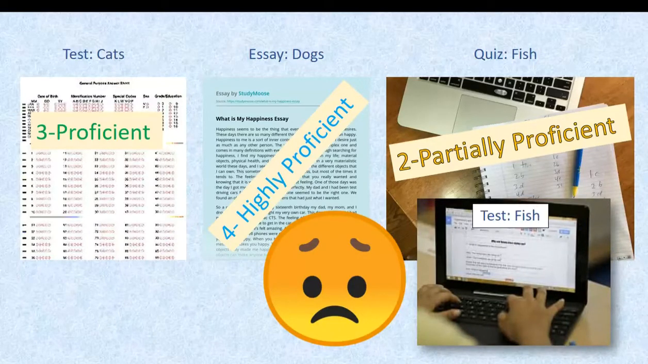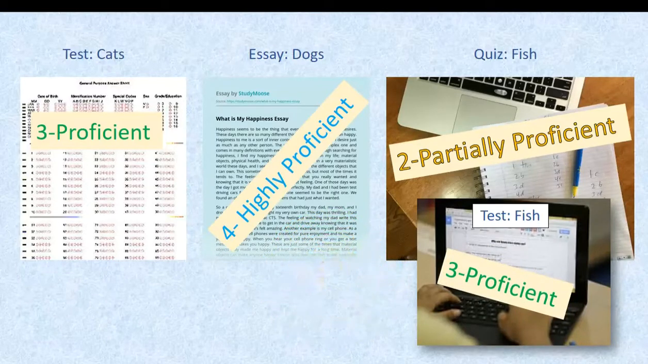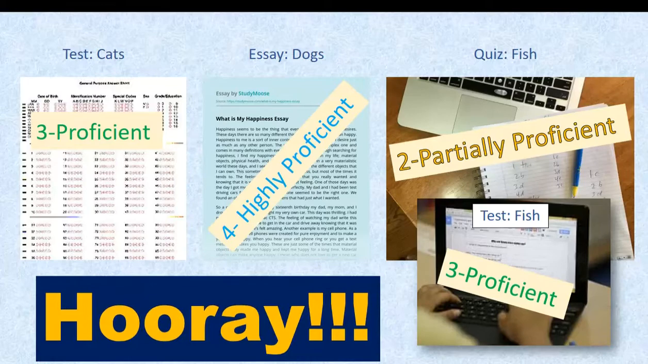Okay? But what's this? What? Later in the semester, your teacher gives you a test also on fish. And this time, you got proficient. That means, hooray! You passed all 3. You demonstrated mastery of all 3 standards and you would pass. Even though you got a 2 for your quiz on fish, later you were able to demonstrate proficiency and mastery of that skill and standard by getting a 3 on a test over the same standard. So you would pass. It's as easy as that, okay?